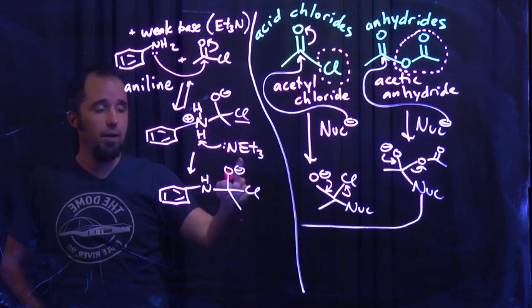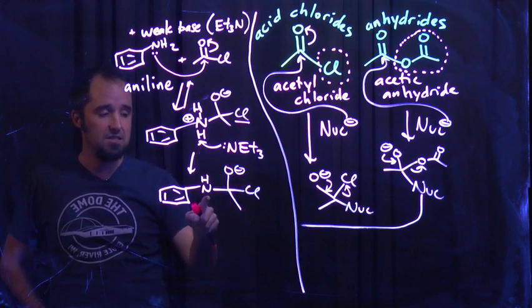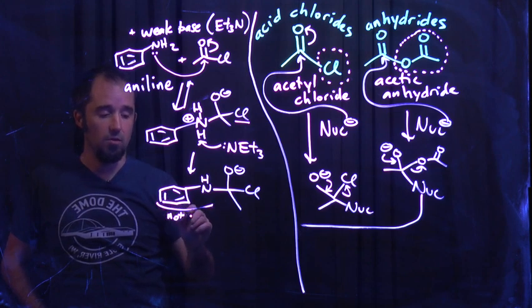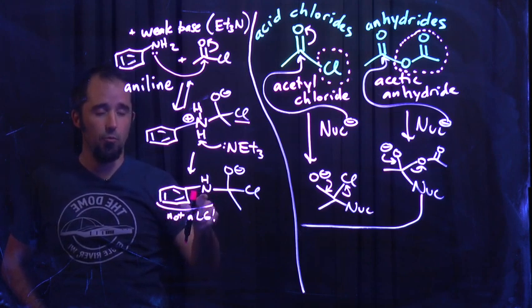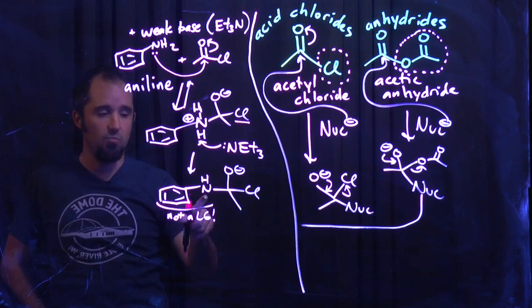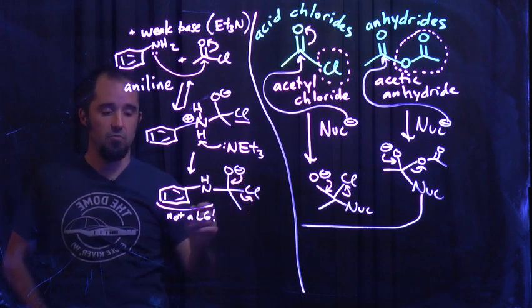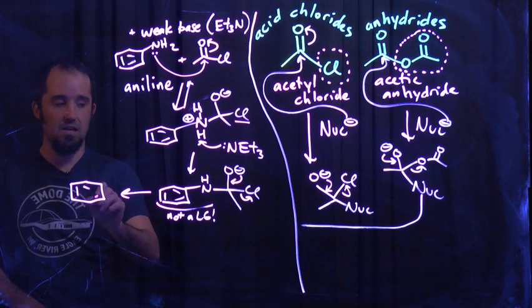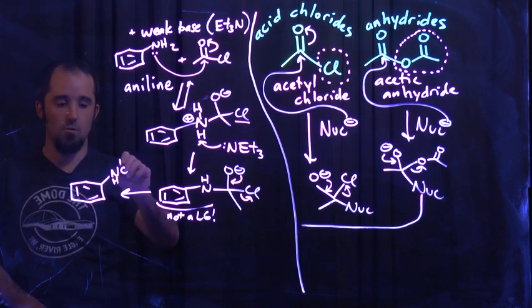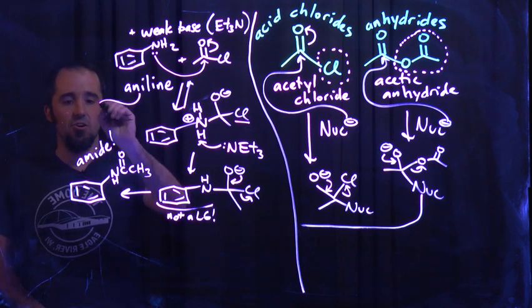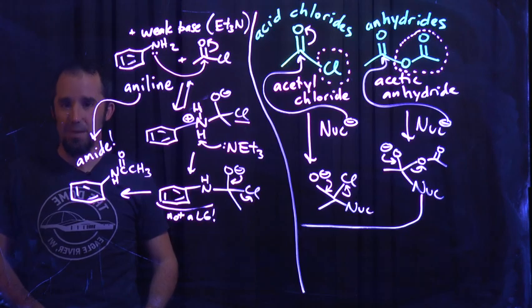But if I give it a weak base, and a weak base is all I need, I can take that proton and get to this. Now this is no longer a leaving group. N- is pretty basic. So it's really hard for me to think of this as a leaving group. This, though, is still a leaving group. So I will lose that chlorine and get to this amide. Acid chlorides can turn amines into amides.